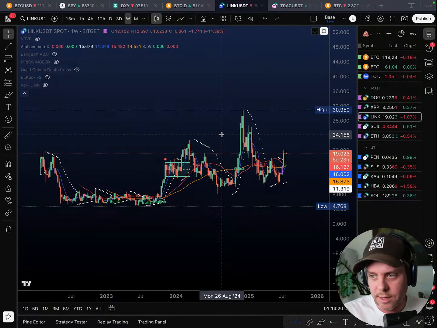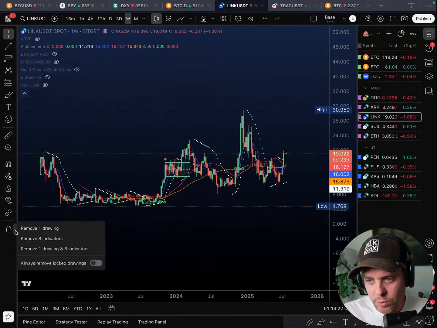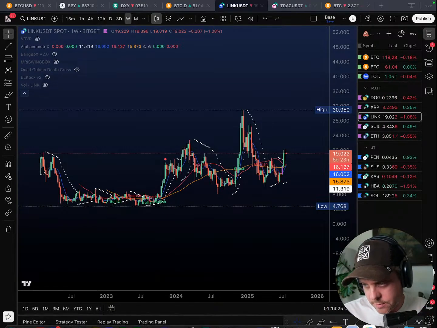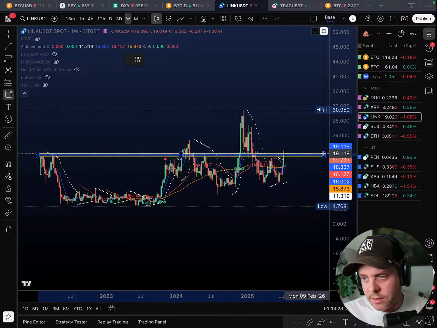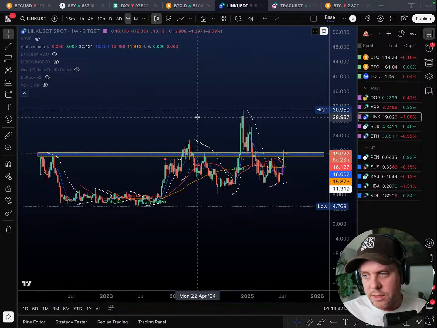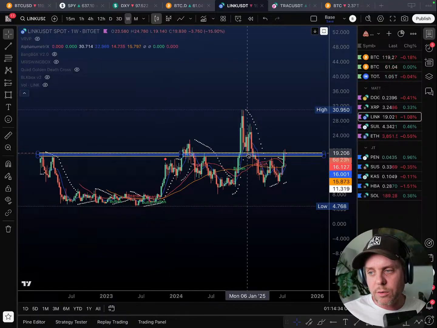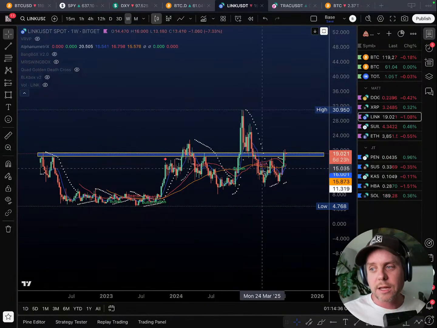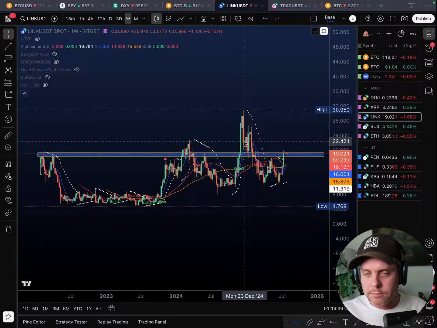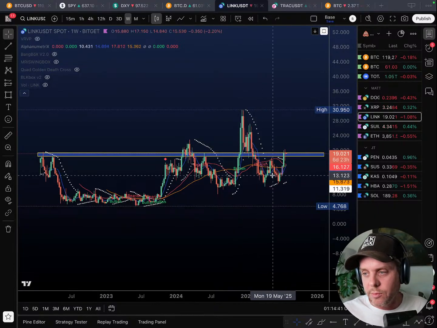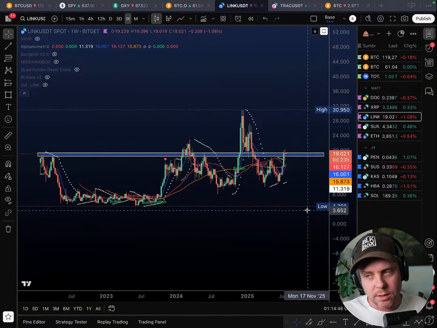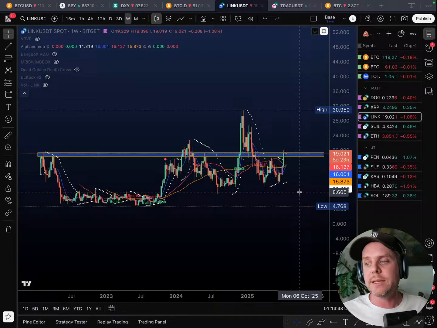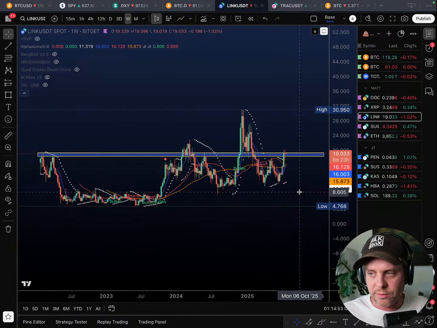Link. Let's take a look at Link here. Got all these old drawings that are no longer relevant. This is nice and clean. Nice and clean support/resistance flip, kind of a cup and handle formation where we had a breakout and then a failure of that breakout. C'est la vie, that's altcoin trading. And then we got a double bottom and we're trying to reclaim that level. This $20 psychological level for Chainlink is a sticky area, but given everything we've seen in the alts so far, it's gonna go.